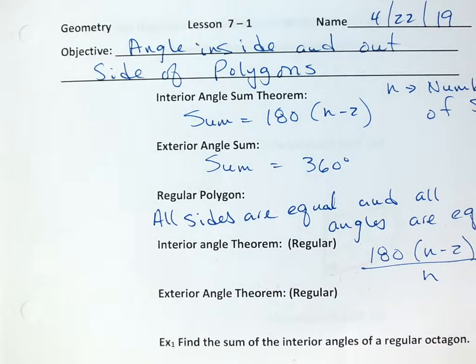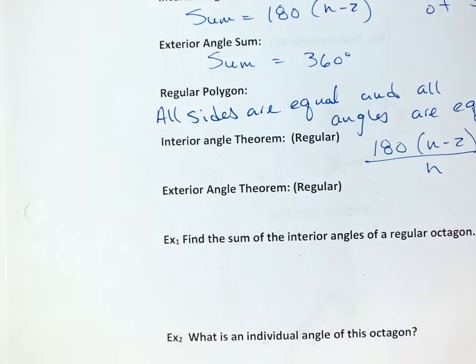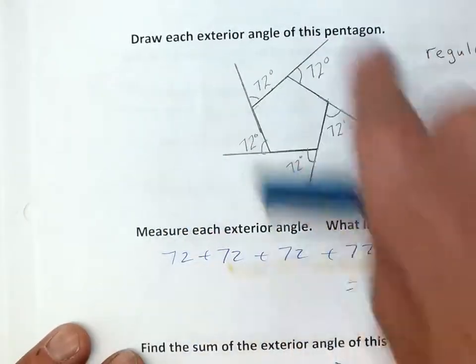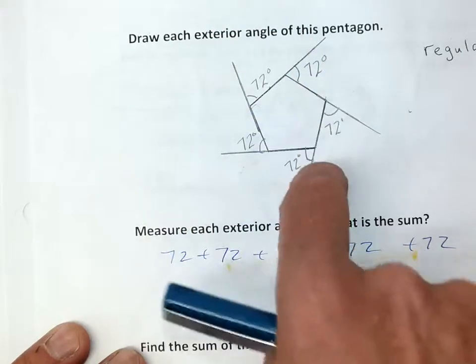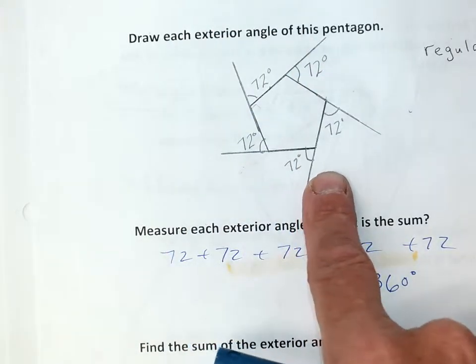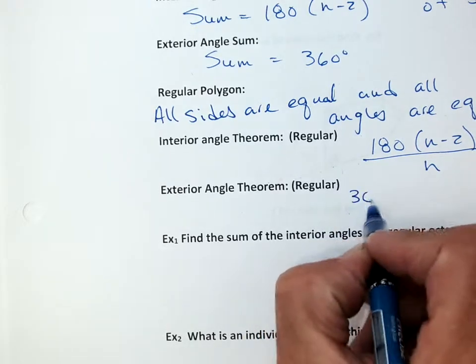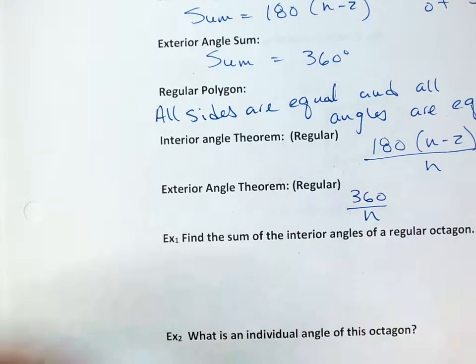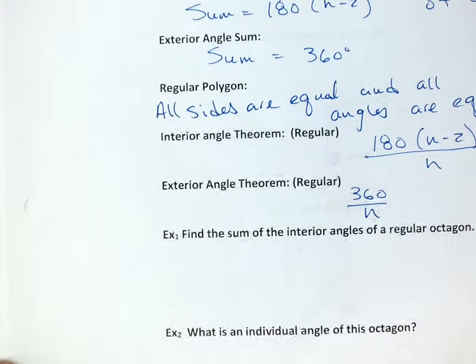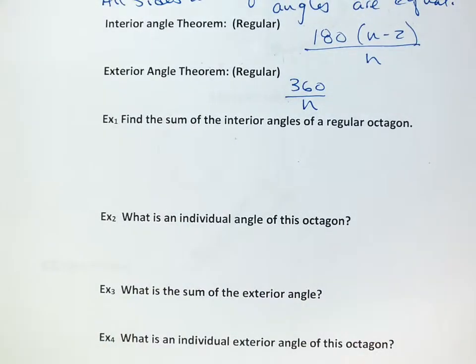Pretty easy. Exterior angle theorem. So if I knew that it was regular, I could get an individual angle, because they're all the same, by just dividing by the number of angles, right? So my formula would be 360 divided by n, which would be the number of sides. Okay? Pretty easy. Now, with the formulas, you don't have to go through and draw them, and you don't have to measure them. You just use the formula, right?